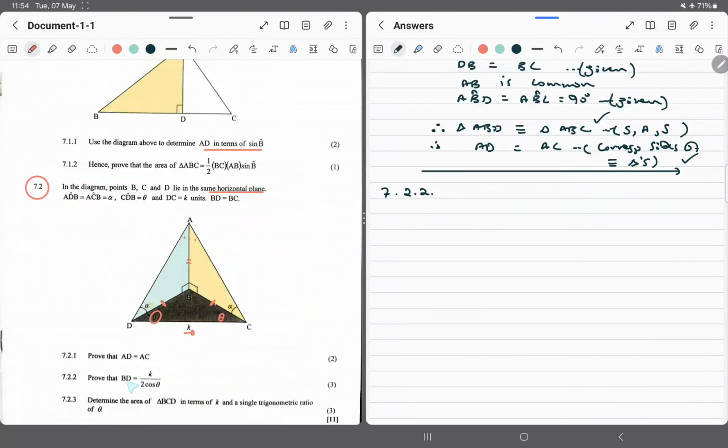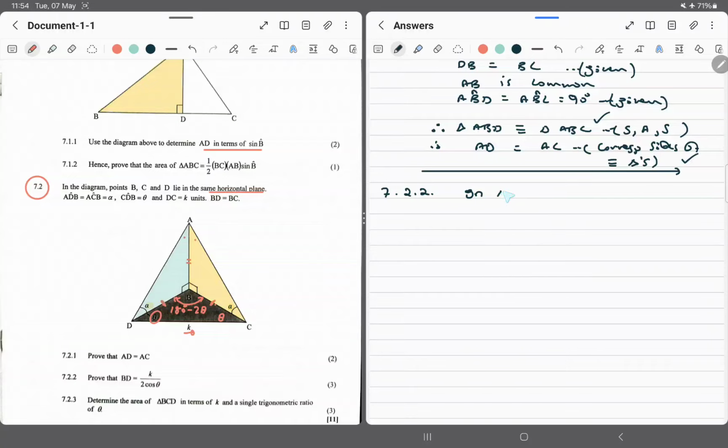7.2.2, it says prove that BD is equal to K over 2 cos theta. Now where's BD? This one. So technically, if this involves K, it means we need to calculate this angle. That's going to be 180 degrees minus 2 theta. Simple as that. Okay, so remember, you always calculate all the possible angles as well in these diagrams. After knowing where to begin, you calculate all angles. But we can deal with this.